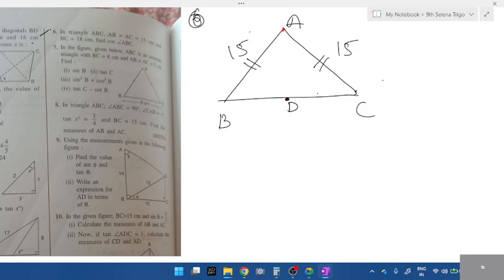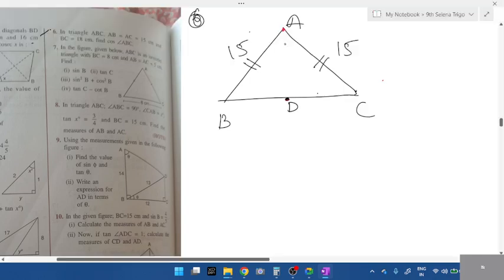No, they're not mentioned right angle. AB is equal to AC. See, I've drawn a triangle. AB is equal to AC. What do you mean by that? What kind of triangle is this? It's an isosceles triangle, right? Yeah, it is an isosceles triangle, students.